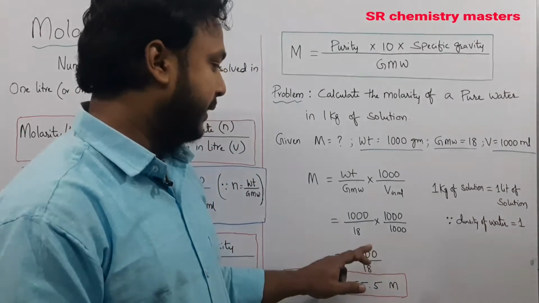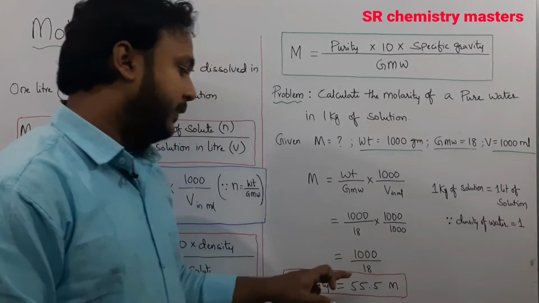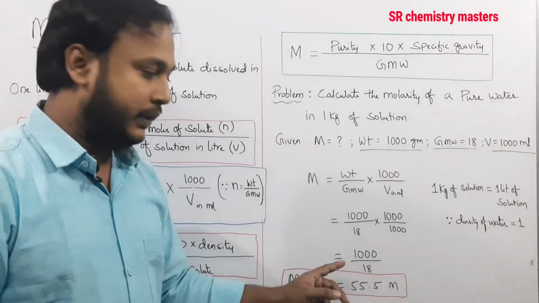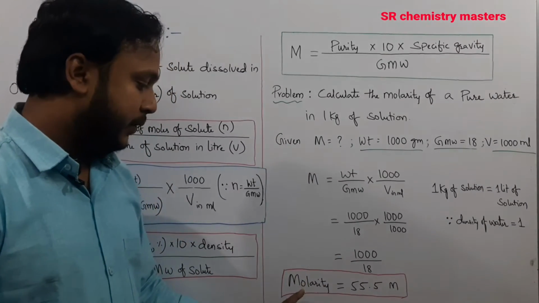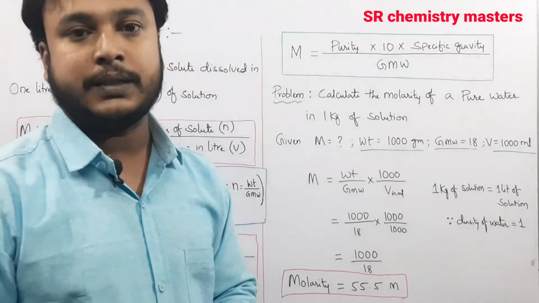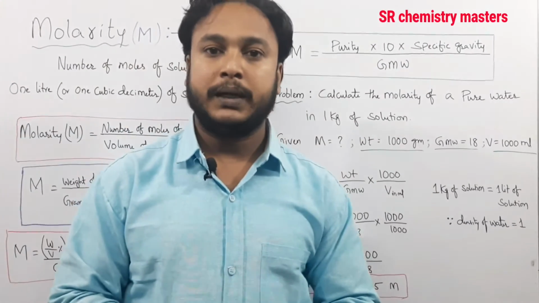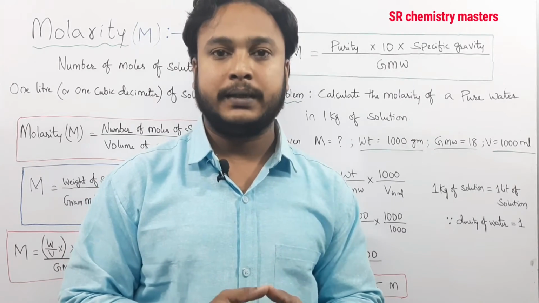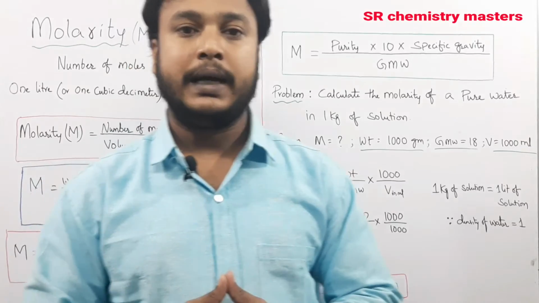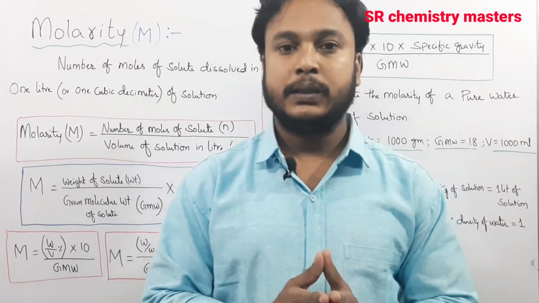When you substitute the values and solve this, we are going to get 1000 by 18. On solving this, we get the value of molarity as 55.5 M, or else you can express it in terms of moles per liter or moles per decimeter cube. This is how you are going to find out the molarity of different solutions.